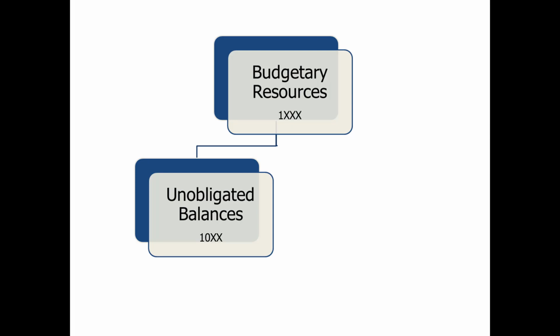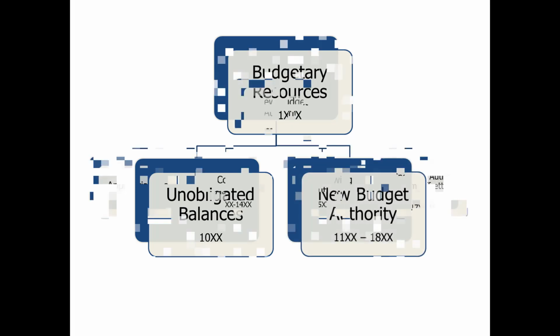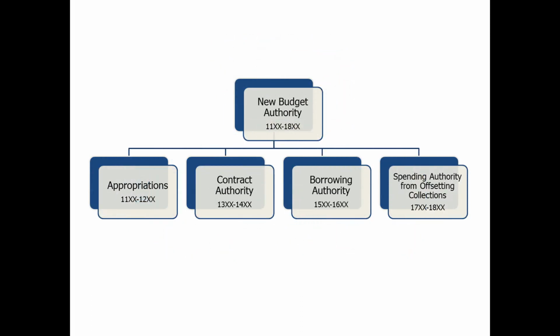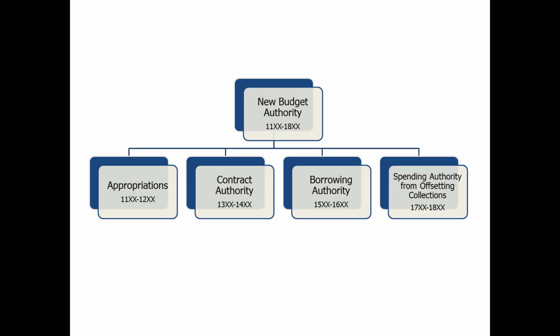Okay, so far we've been talking about the unobligated balances. Now we're ready to talk about new budget authority. New budget authority is broken into 4 separate components: appropriations, contract authority, borrowing authority, and spending authority from offsetting collections. All 4 of these are forms of budget authority. Appropriations are the most prevalent form of budget authority.